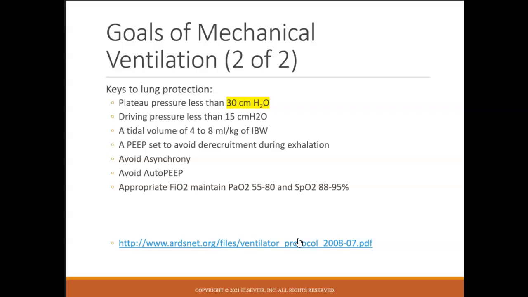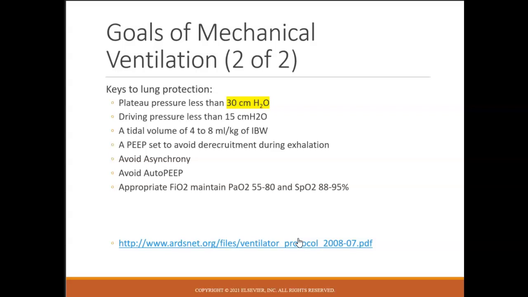Avoiding asynchrony. So anytime your patient's asynchronous, that's, like I said, that's going to result in higher pressure needs, higher flow needs. So overall, a bad thing for management of patients on mechanical ventilation. Avoiding auto PEEP. If I have too much PEEP, or I'm having auto PEEP there, my patient's not going to be able to fully exhale, which means that that's going to negatively impact my CO2 removal.